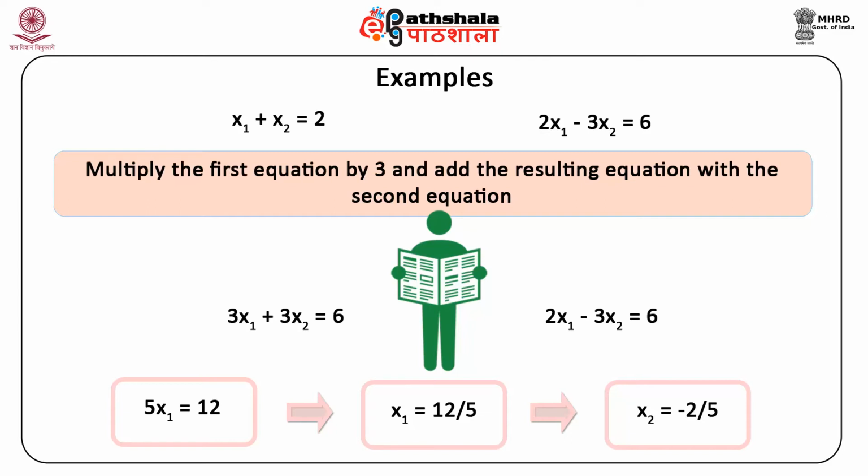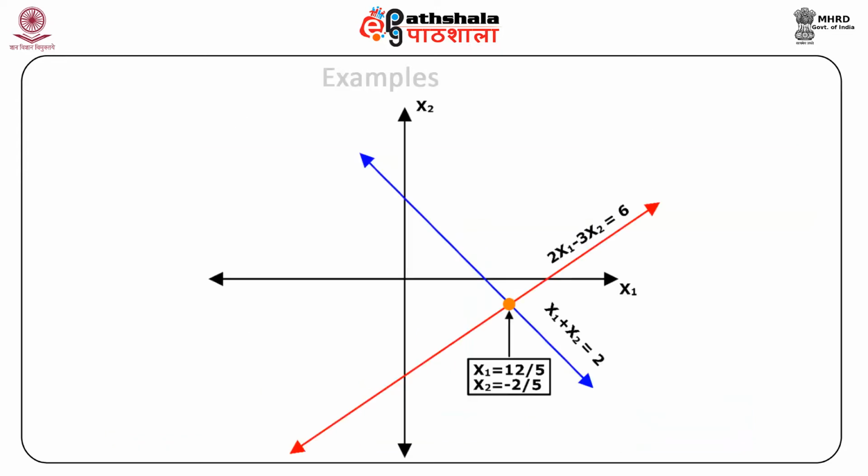Now, if we plot the two lines representing the two equations of the system, we get the following graph. Graphically, it can be seen that the point where the two lines intersect lies on both the lines, and so it satisfies both the equations simultaneously. Hence, this point is the unique solution to the system.